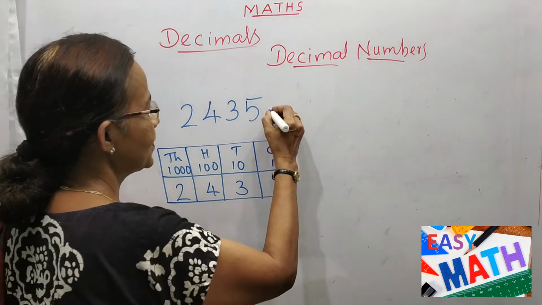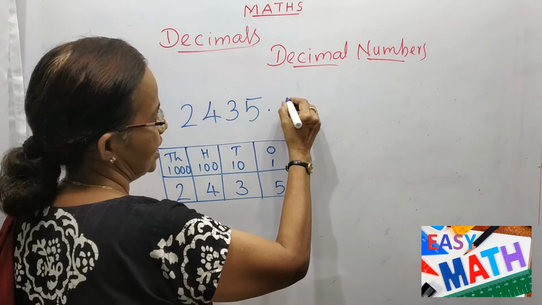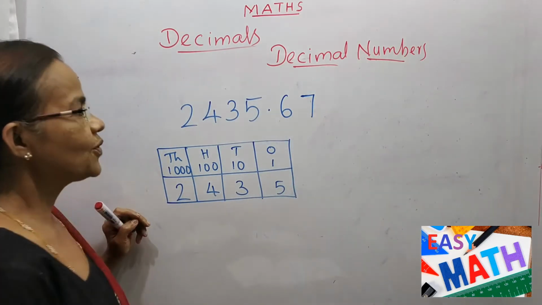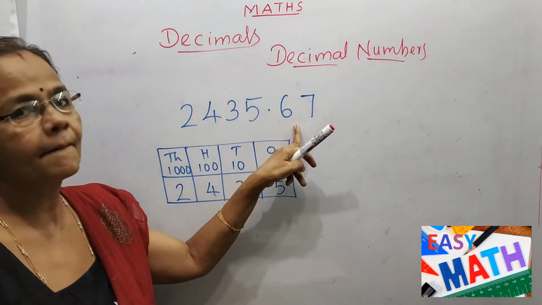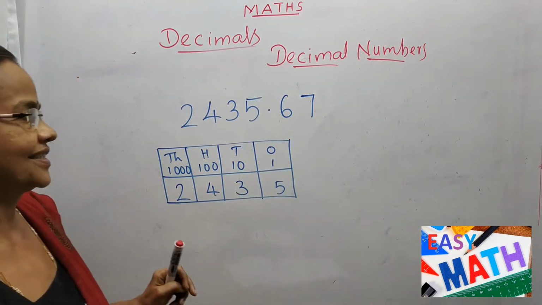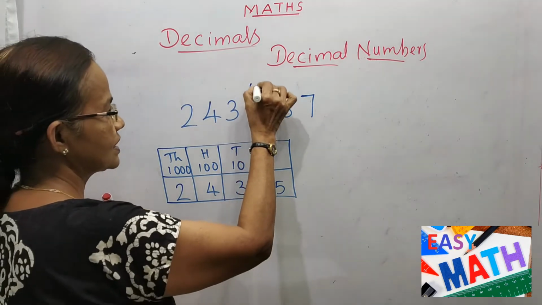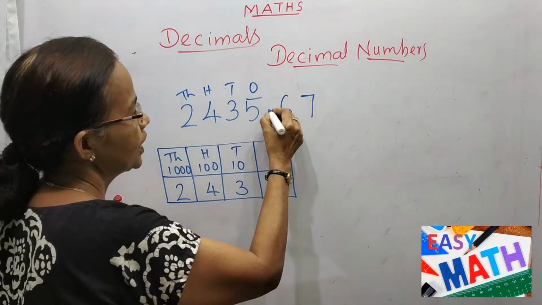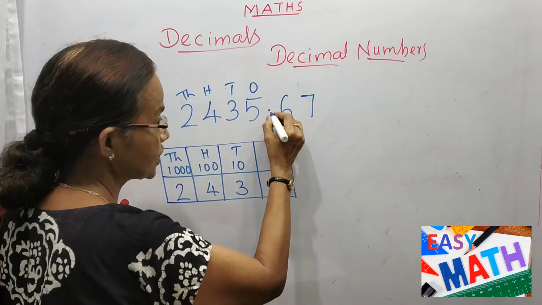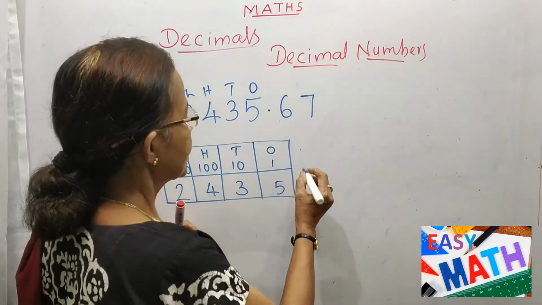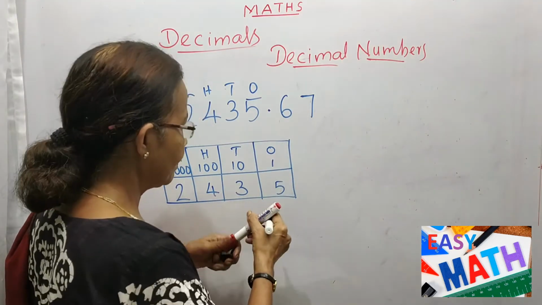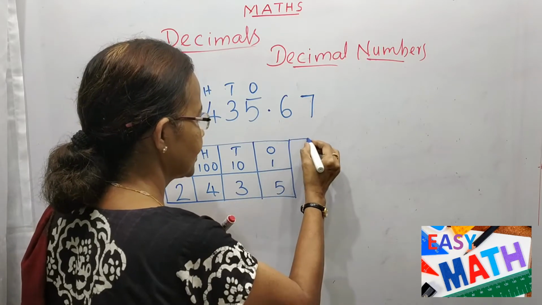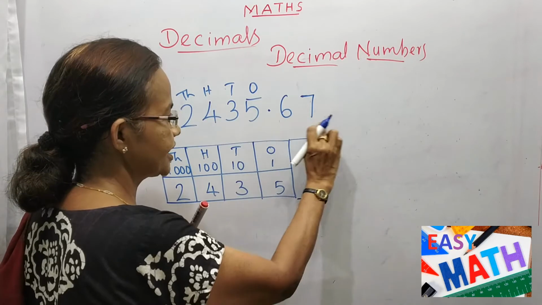Then, if the number is 0.67, how can we enter this decimal number in a place value chart? After the ones place, this point is called the decimal point. This point is the place I am giving here. Anyway, it comes attached with the number.